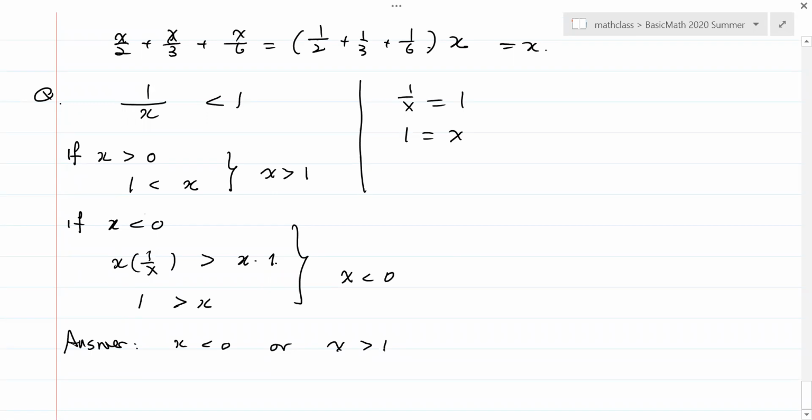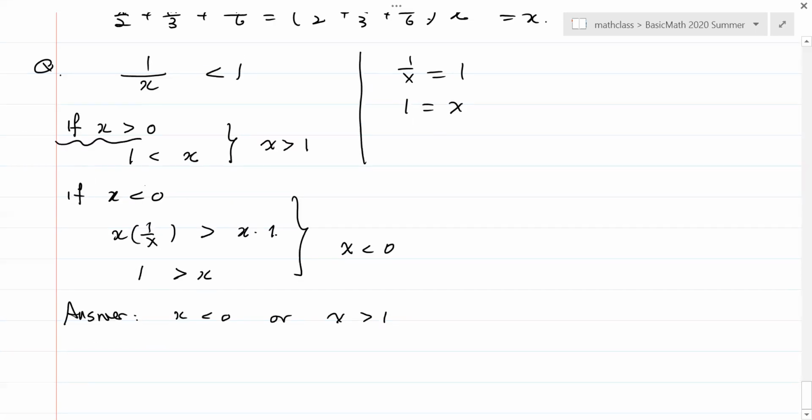Let me repeat again. You don't know the sign of x, so you cannot just simply multiply both sides by x. First, assuming x is greater than 0, you multiply both sides by x and end up with x greater than 1. So under the assumption x greater than 0, x must be greater than 1, and x greater than 1 is a solution. But under the assumption x is less than 0, x must be less than 1, and you already assumed x less than 0, so you conclude x less than 0. Combined, the solution is x less than 0 or x greater than 1. Either way, the inequality holds.